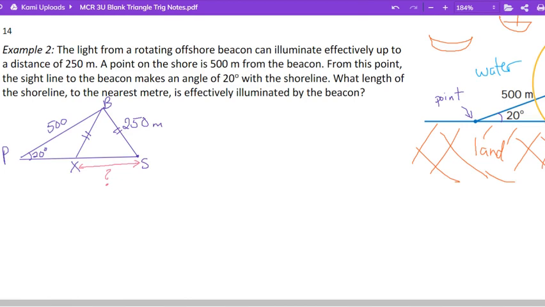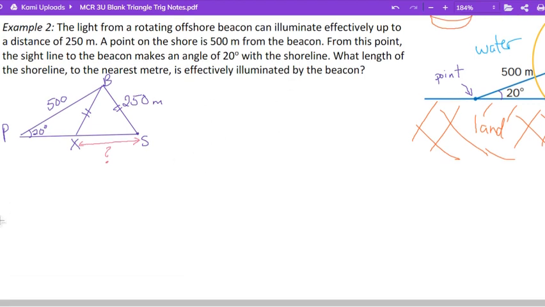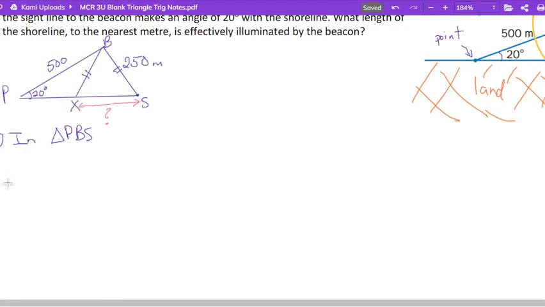Anyone need help solving? Okay, I think the tricky part is figuring out the picture. I'm going to slowly work here. You can see what I do here. I'm going to start. Step 1, we're going to start in the big triangle, in triangle PBS. And I'm going to solve for angle S.